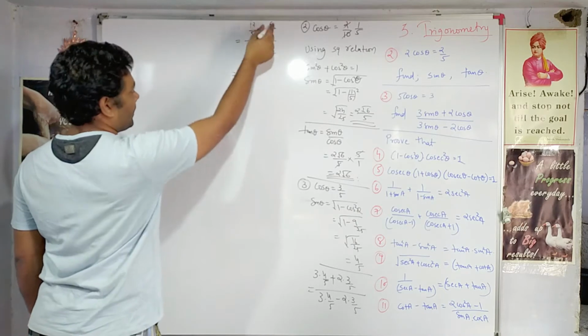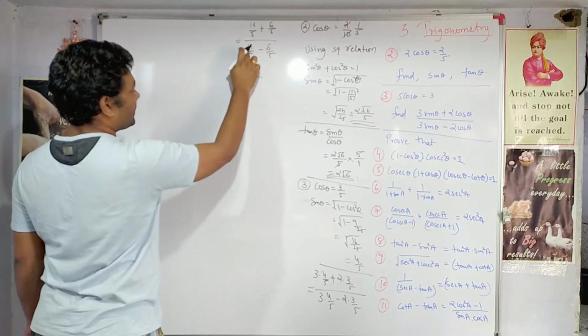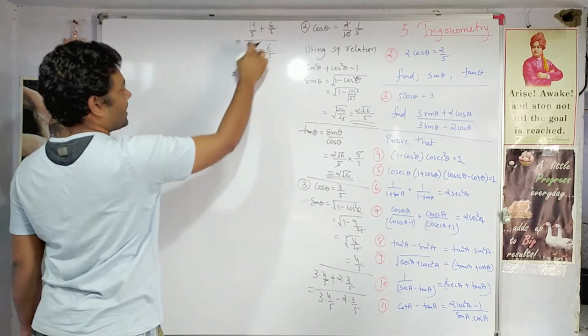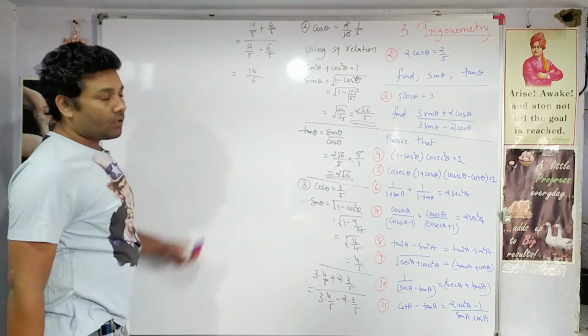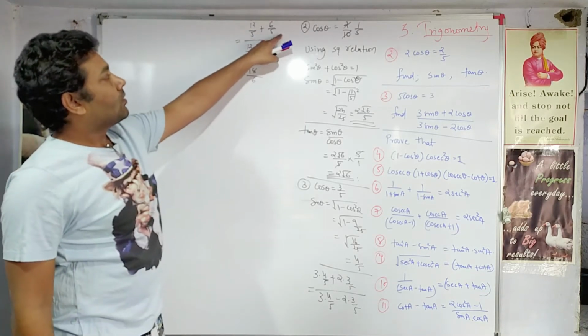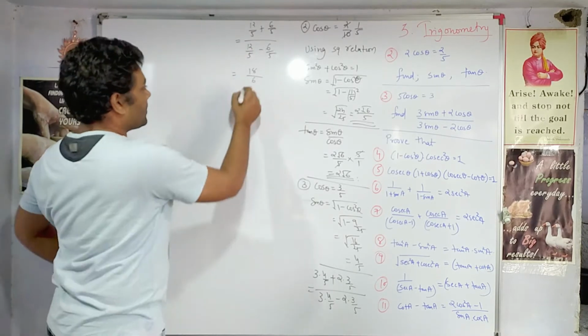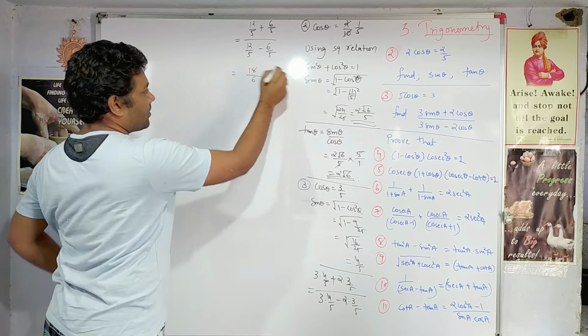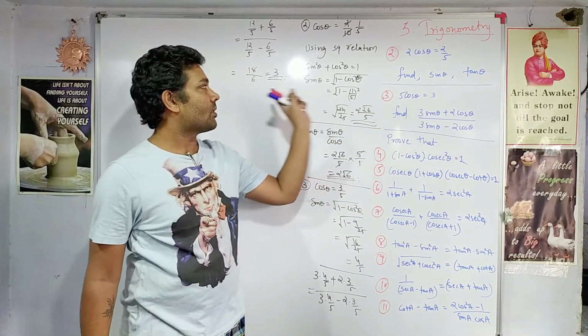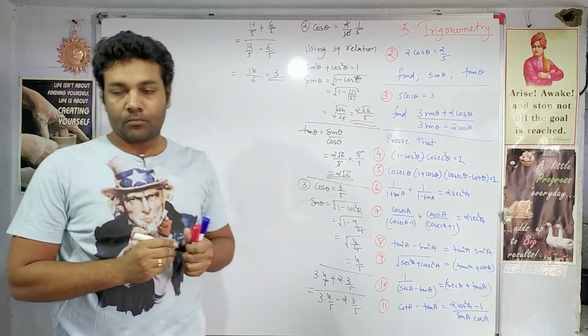So LCM is 5, numerator will become 18 and denominator becomes 6. Since LCM is 5, we can cancel the denominator from the upper part and from the lower part. Now if we simplify, this reduces to 3. So answer for this question is 3, right?